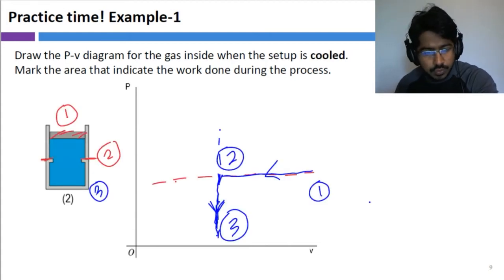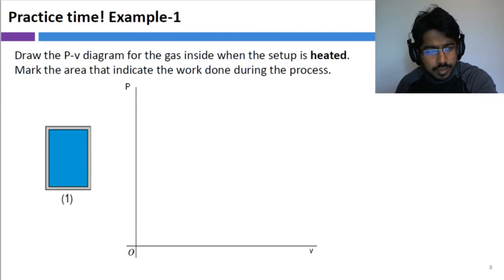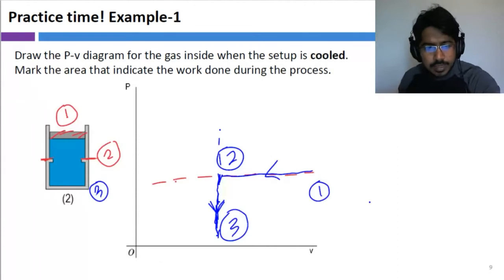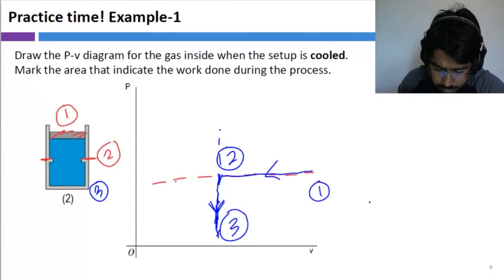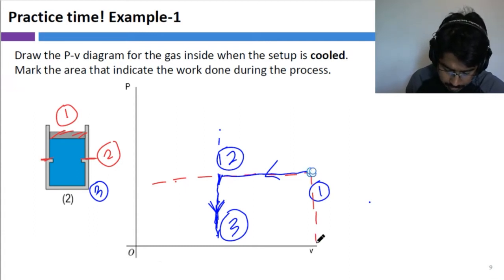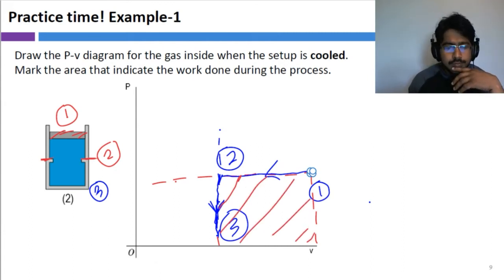Okay, in the previous questions, we forgot to do one important thing. What is the area covering the work? In the first one, we did not have any work done. There was no area covered, because the process was like this. And in the second one, what is the area? The area given by P dV. So this is going to be the area that indicates work. Do we all agree? Or any doubts?